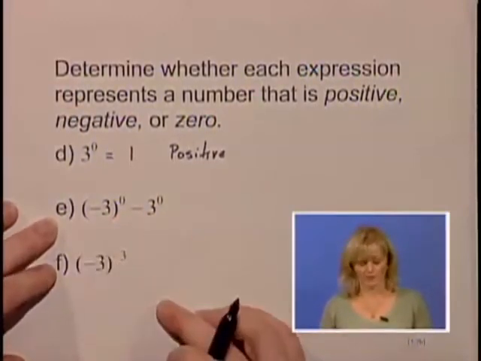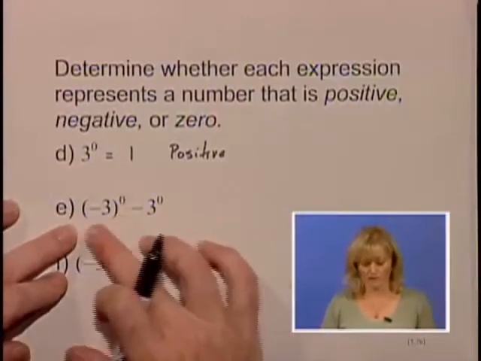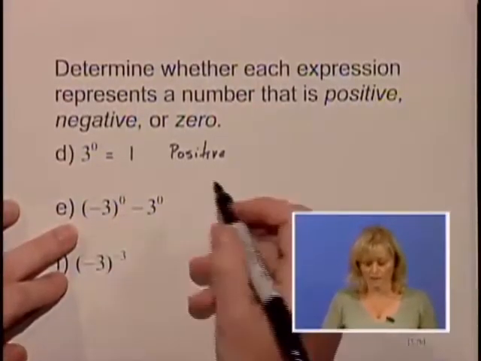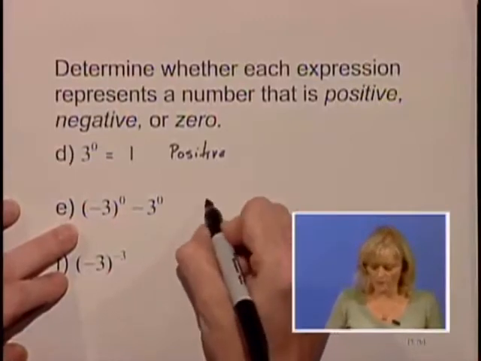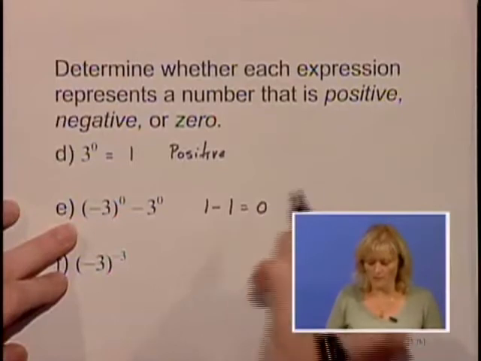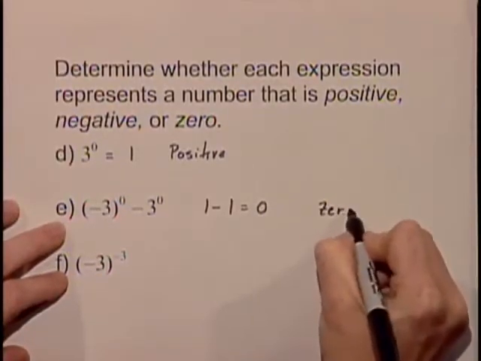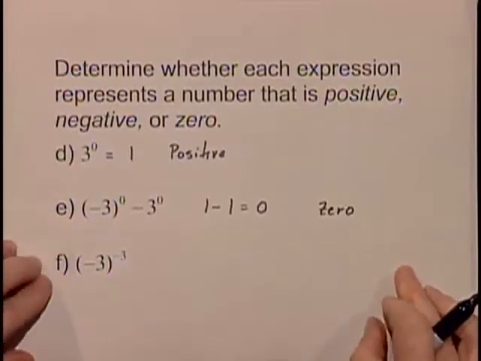Part E, quantity negative 3 raised to the 0 power minus 3 raised to the 0 power. We'll do each term separately, again noting that by the definition of having 0 as an exponent, each piece will simplify to the value of 1. So we'll have 1 minus 1 for a value of 0. So we'll label that 0.